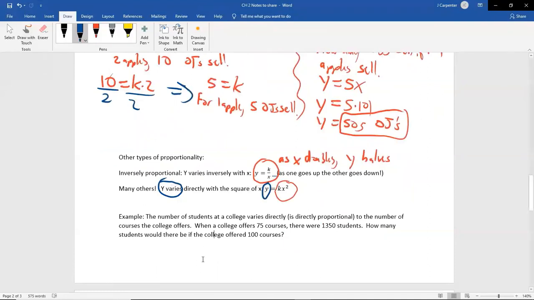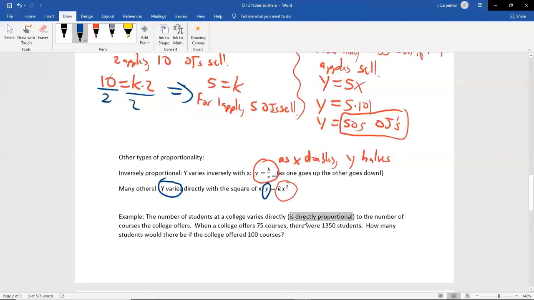I'm going to end up bumping this down on the next page to show my work after, but let's read it first. The number of students at a college varies directly, i.e. is directly proportional. So I'm just saying that the phrase varies directly has the same meaning as saying is directly proportional. So that's another word that you can use. The word proportional can be exchanged with the word varies. So there's some important language to understand and remember as well.